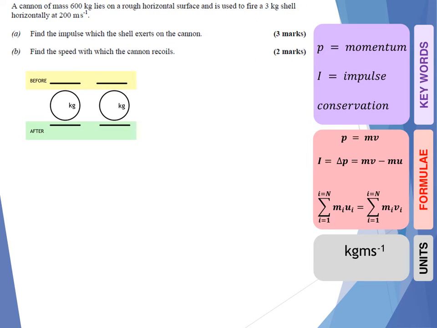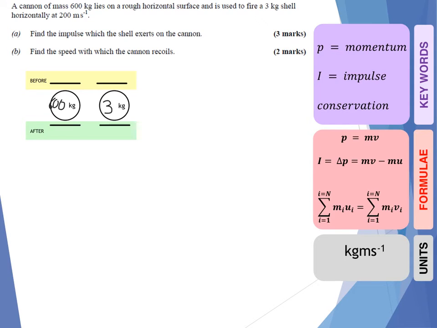Okay, this one's very slightly different, in which it actually starts with having the two things together and then eventually they're going to split apart. So there's almost not a collision, they've almost collided before this has all started. So we've got a cannon of mass 600 kilograms, and it lies on a rough horizontal surface used to fire a 3 kilogram shell horizontally at 200 meters per second.